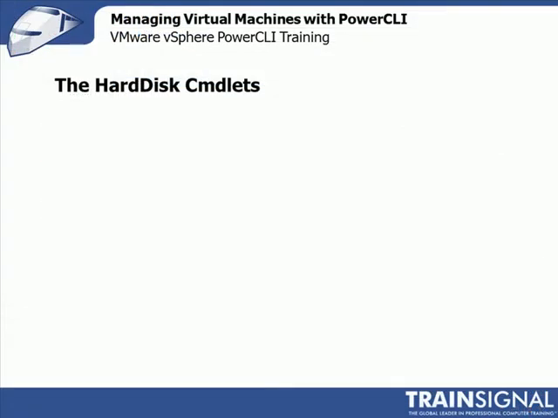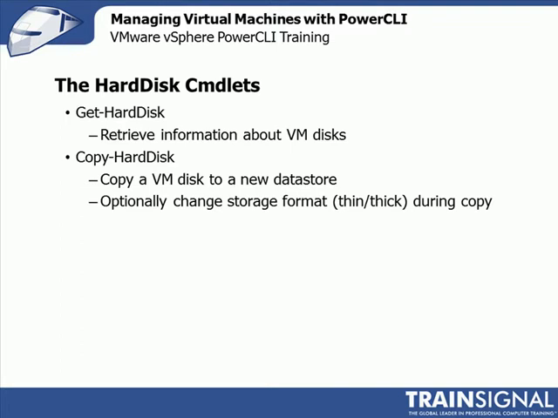Okay, now we're going to look at the hard disk commandlets. And as I warned you up front, there were several properties in a virtual machine which you can use to manipulate some information related to the hard drive, the network adapter, and so forth. We're going to look at these extra commandlets now. First one I'm going to talk about is get hard disk. This is how you can retrieve information about VM disks, and I'll show you how that works in a minute. Copy hard disk will let you copy a VM disk to a new data store.